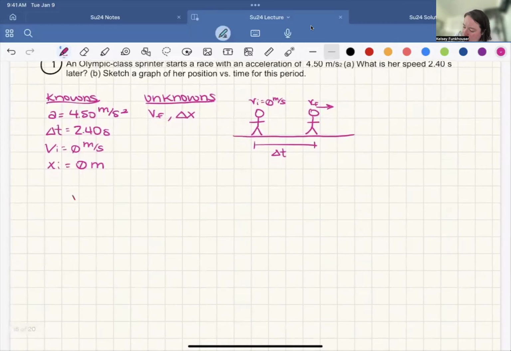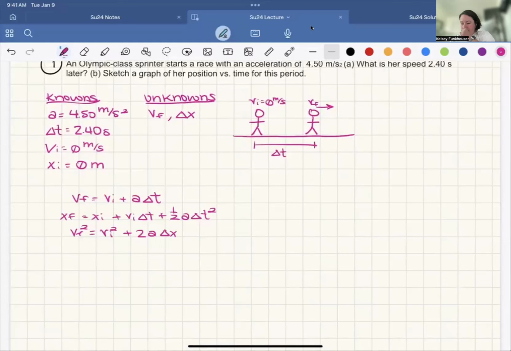Next up is our equations. So let's just write them all out. We have V final equals V initial plus A times the time interval. And we have X final equals X initial plus the initial velocity times the time interval plus 1/2 the acceleration times the time interval squared. And then finally, V final squared equals V initial squared plus 2 times the acceleration times the displacement. So I'm leaving out the equation for no acceleration, like with constant velocity, because we know we have acceleration.